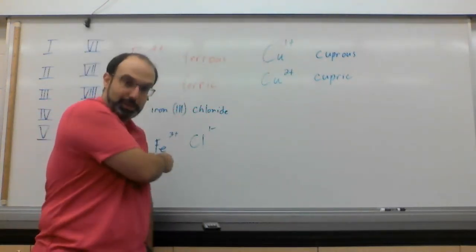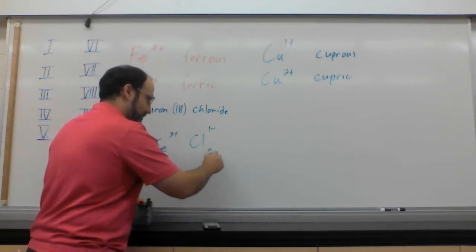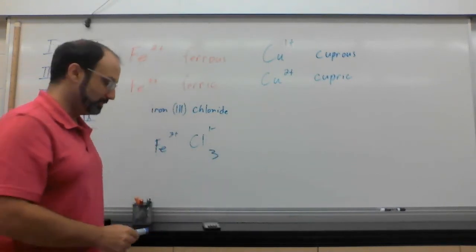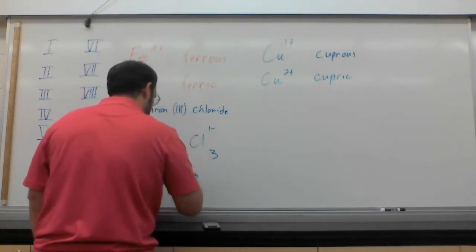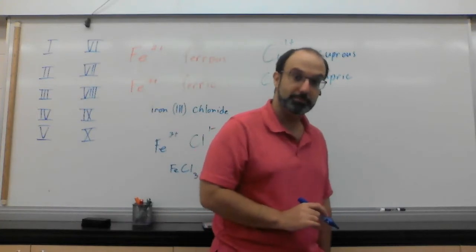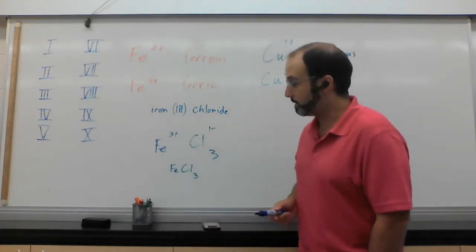We've got 3 on this side, 1 on that side. To balance the 2, we need to make sure that I have 3 of those. So if we write the whole thing, we get FeCl3. Done. And this is much easier than expecting you guys to memorize a bunch of things.